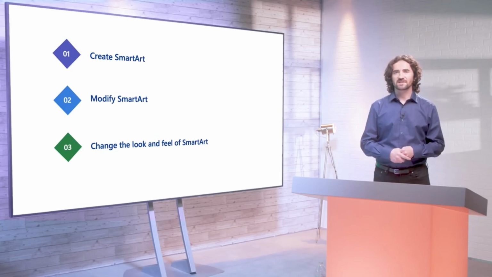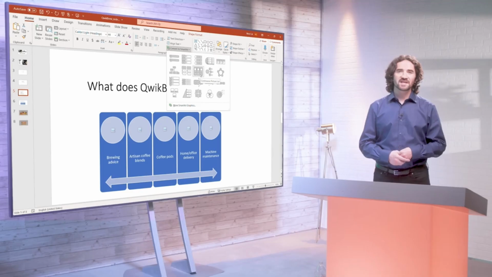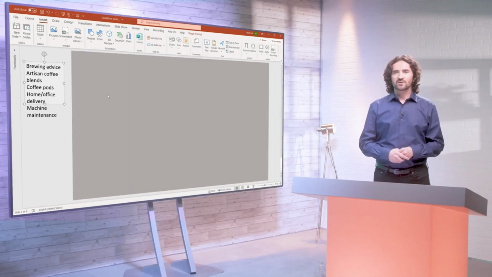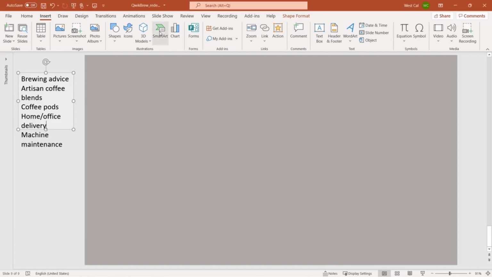of SmartArt graphics. In an earlier lesson, you followed Grace from Westcal as she converted a text box to a continuous picture list using the Convert to SmartArt feature on the ribbon. This time, let's run through how to create a SmartArt graphic using the Insert tab. To add SmartArt to a slide, simply click Insert, then SmartArt.